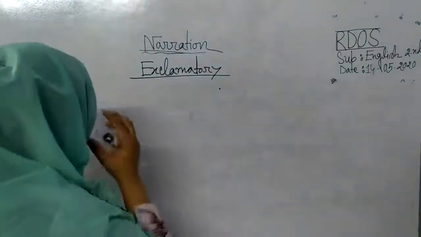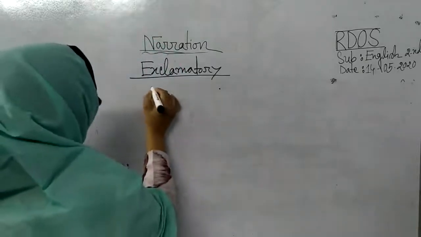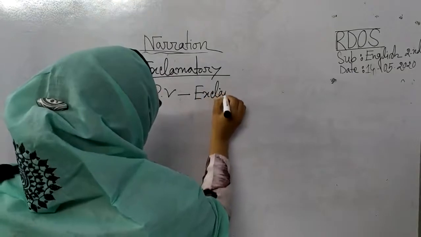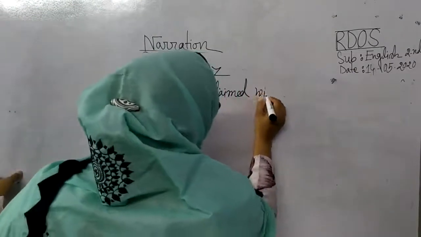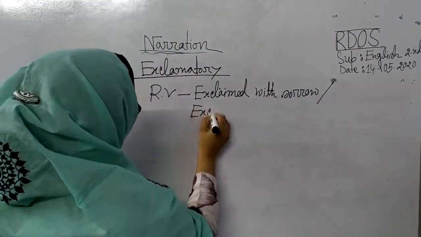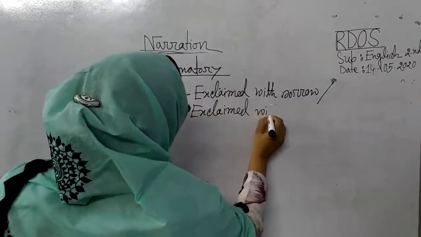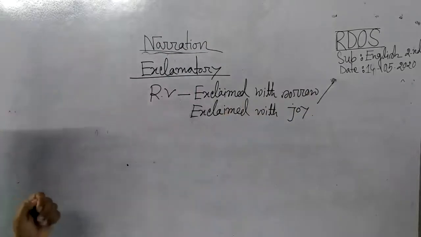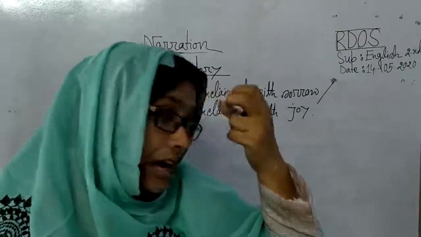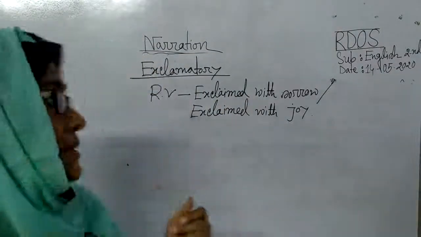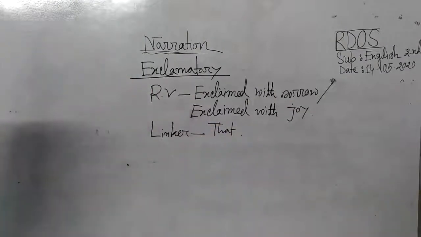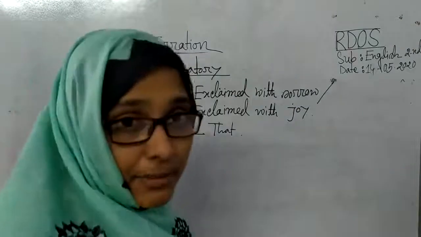So in our exclamatory sentence we must get as reporting verb exclaimed with sorrow or exclaimed with joy. Okay, jodi sentence ta ki prokash kore dukkho ba sadness prokash kore tahole ki hobe exclaimed with sorrow, and ebong jodi ekhane ki prokash kore anondo ba sukher kichu prokash kore tahole ki hobe exclaimed with joy. Good. And the linker is that. Okay, so let's practice exclamatory sentences.